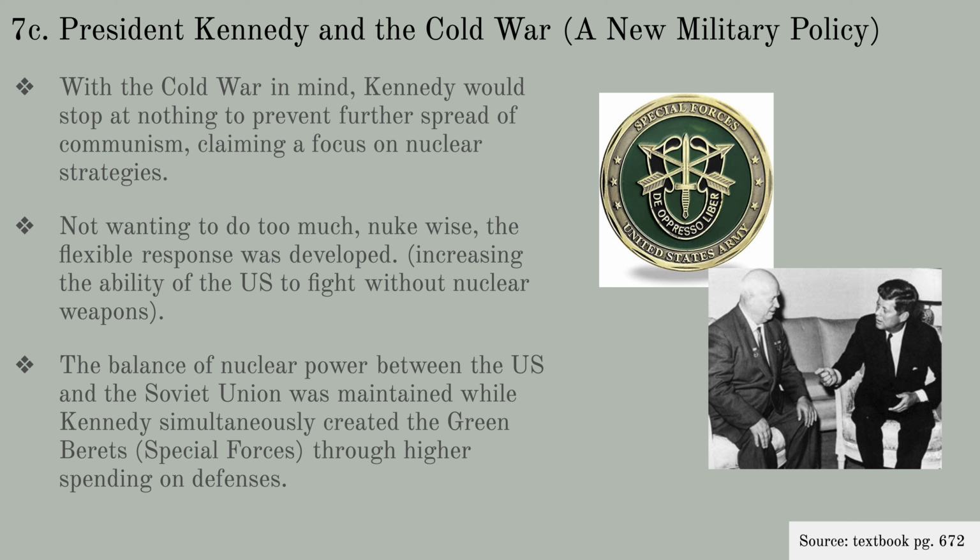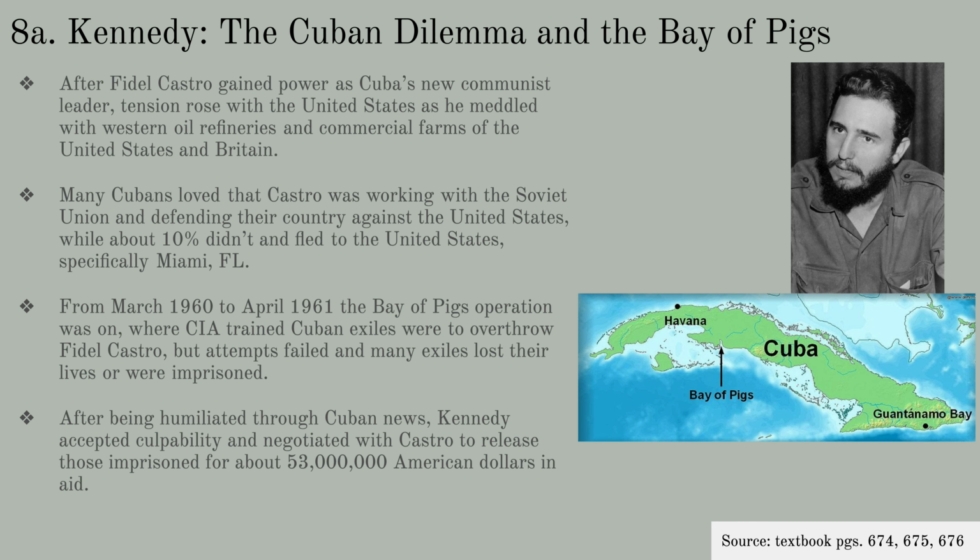So, the balance of nuclear power between the United States and the Soviet Union was maintained while Kennedy simultaneously created the Green Berets, or Special Forces, through higher spending on defenses. The picture on the top is the logo for the Green Berets, or the Special Forces, and then the picture on the bottom is Kennedy discussing the flexible response.